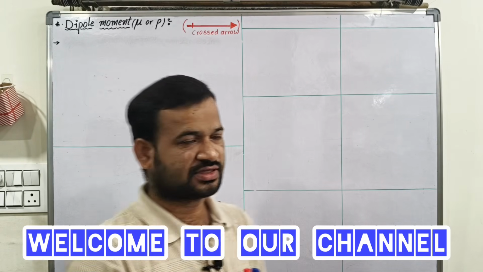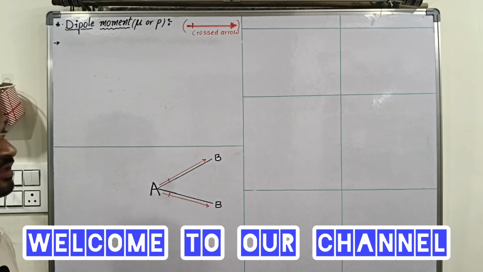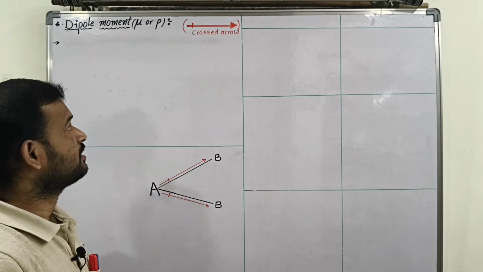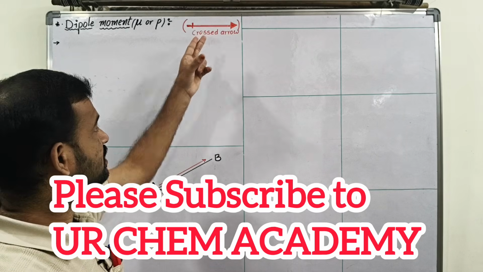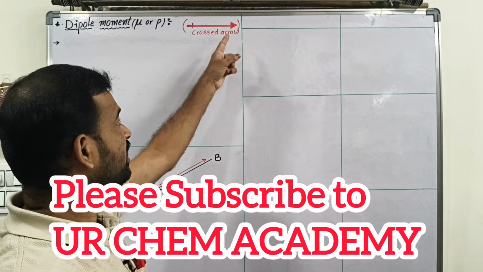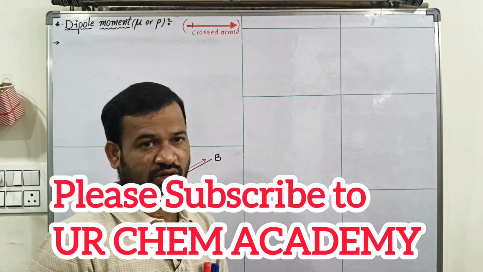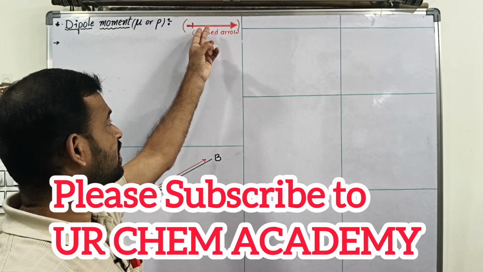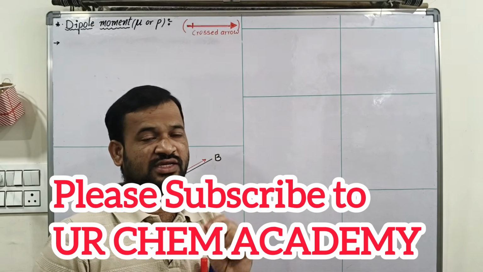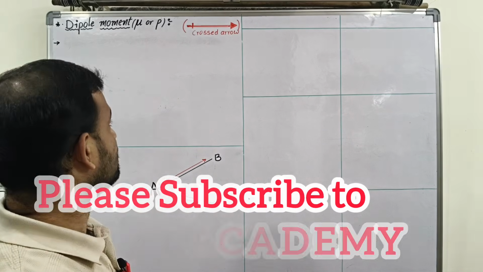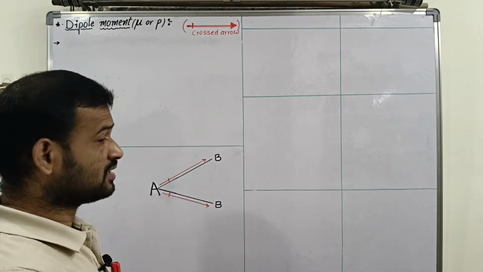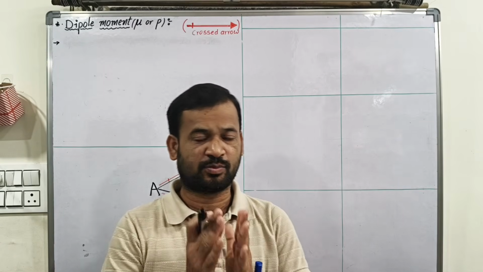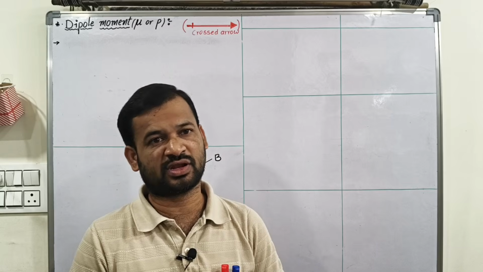So in this class we will discuss dipole moment. It is represented by mu or p and it is denoted by a crossed arrow. This points towards the more electronegative atom. This cross is nothing but the tail of this crossed arrow, towards the less electronegative atom. So here in this dipole moment concept, mainly we will discuss the bond moment of the bond pair of electrons.